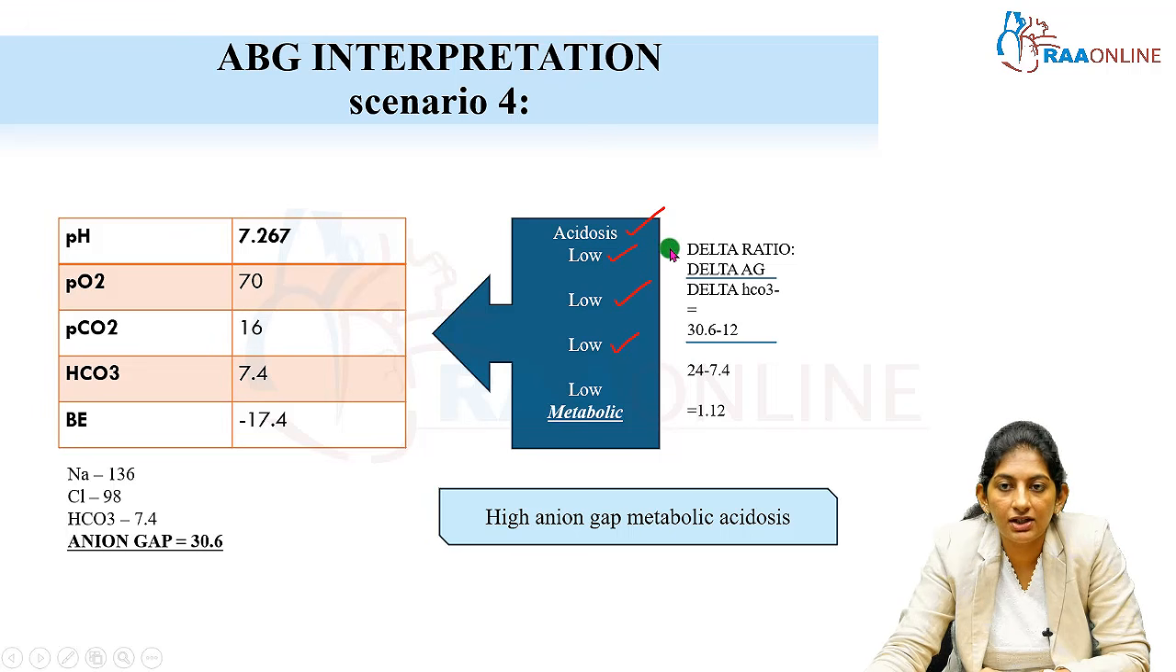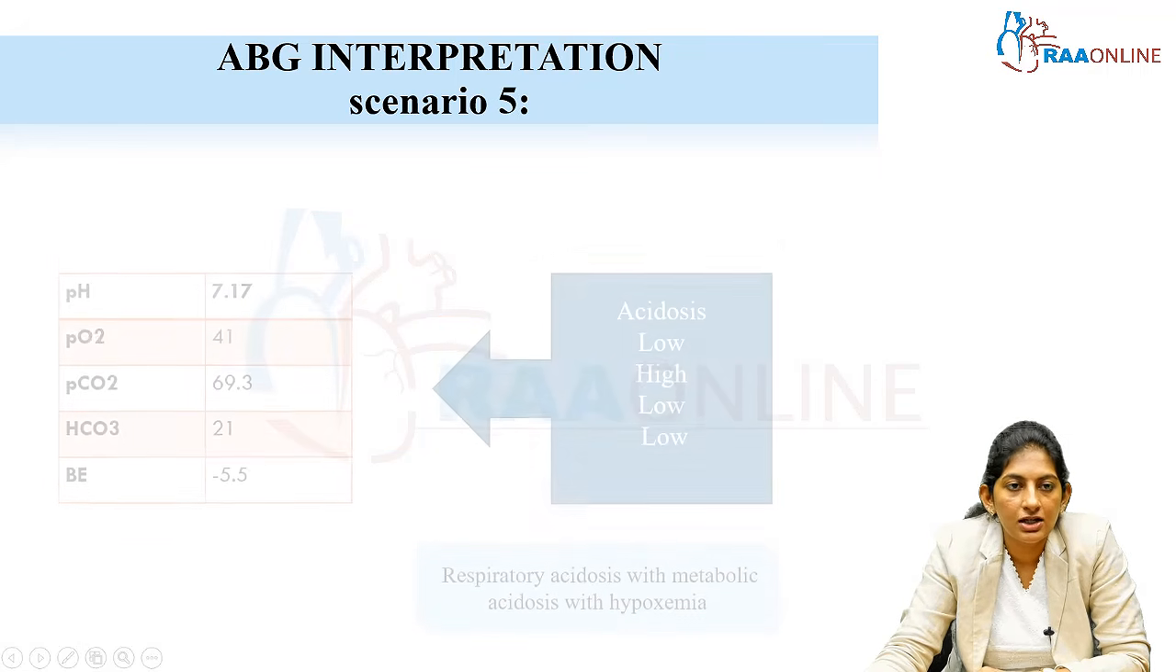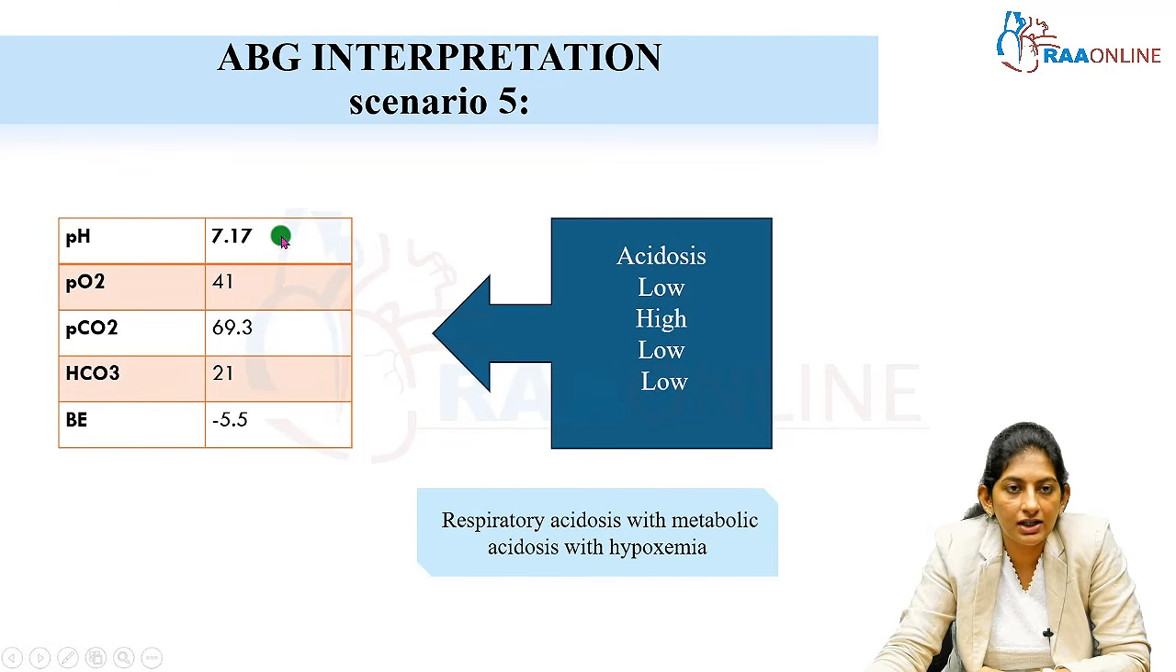So again, do the delta ratio. Delta ratio is delta anion gap by delta bicarbonate. It came around 1.12. So this is a pure high anion gap metabolic acidosis. Okay, clear? So next scenario, again an acidotic pH, 7.17.